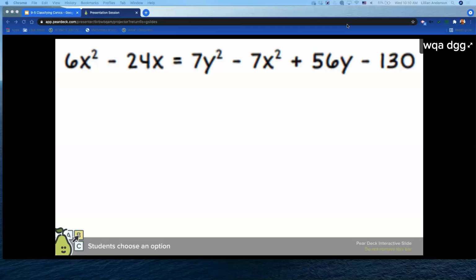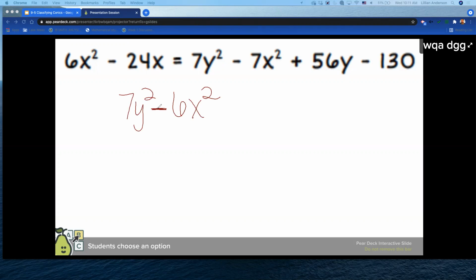Which one was this? Which one? Hyperbola. Okay, I thought I heard parabola for a second. It is a hyperbola because if I do get my square terms on both sides, this will be 7y squared minus 6x squared. So minus, which indicates a hyperbola.